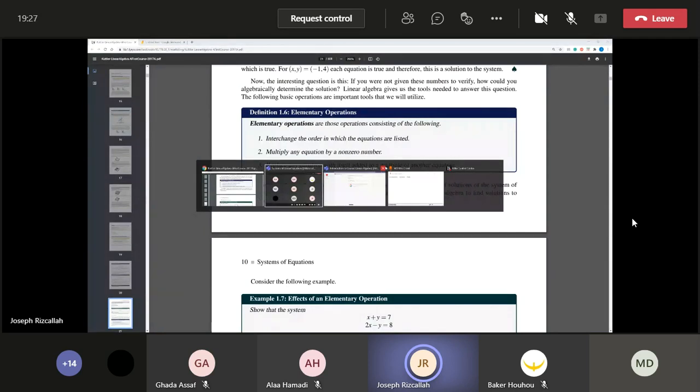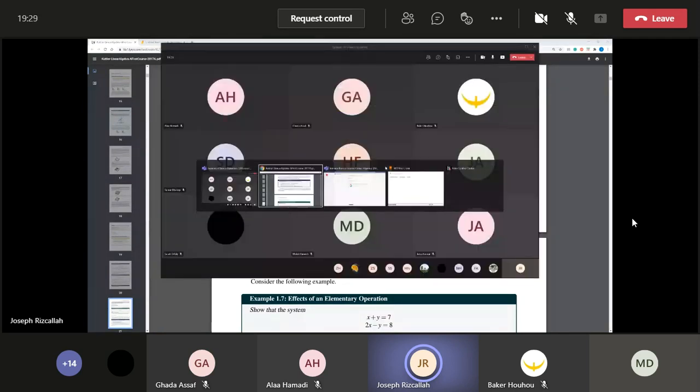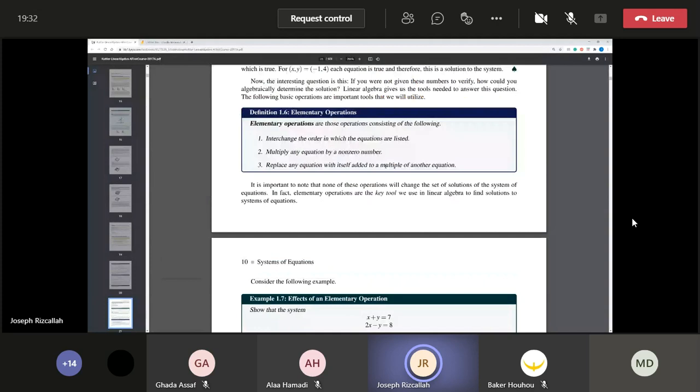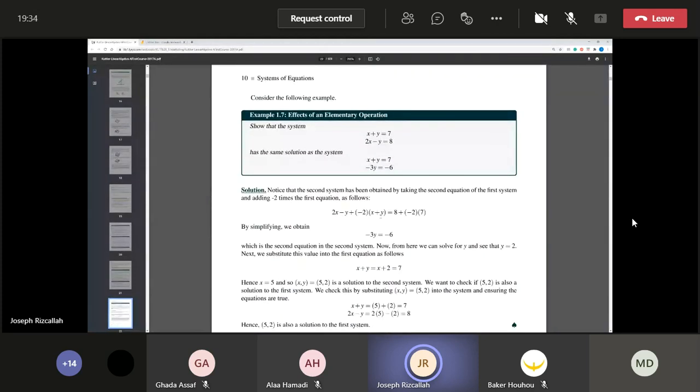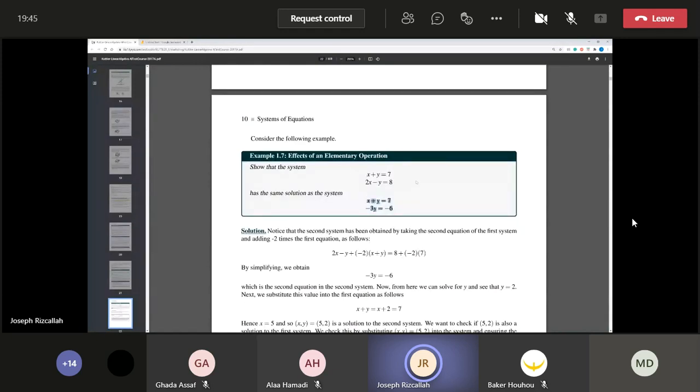Let me illustrate this. We want to show that this system of equations has the same solution as this one. By the way, if two systems have the same solution, then we say that they are equivalent. The two systems are equivalent, meaning we can go from one to the other using these elementary operations: switching order, adding equations, multiplying equations, and so on. So how can we show that this system is equivalent to this one?